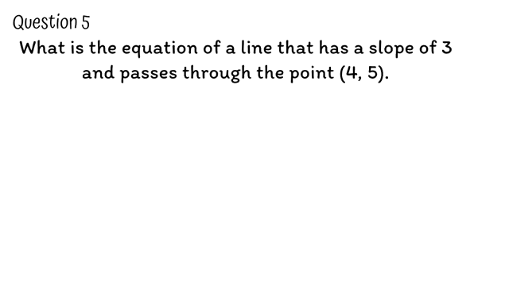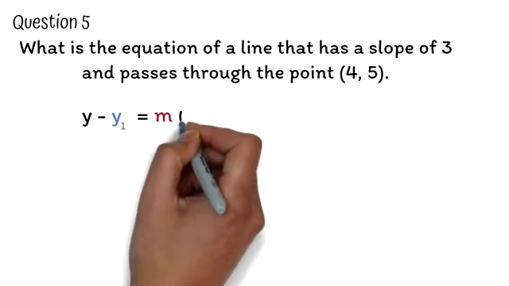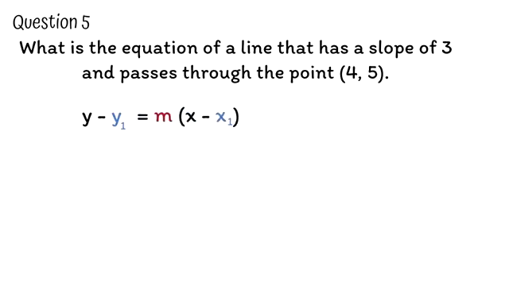Question 5. What is the equation of a line that has a slope of 3 and passes through the point 4, 5? This question by itself is not conclusive. There are various forms of the equation of a line. We are going to find the slope-intercept form of the equation of a line. In this question, we have been given a point and a slope. So we will start with the point-slope form of the equation of a line. This formula will be given, so no need to memorize it.